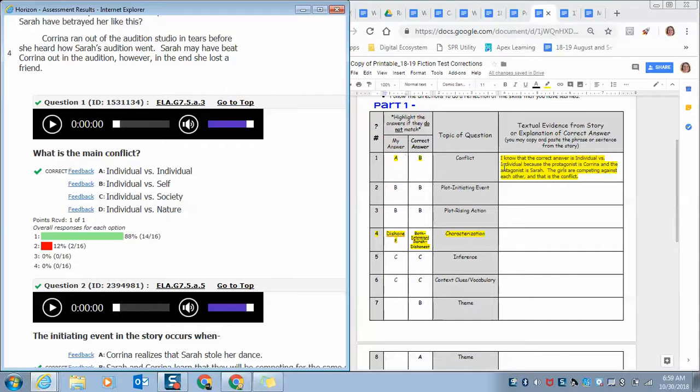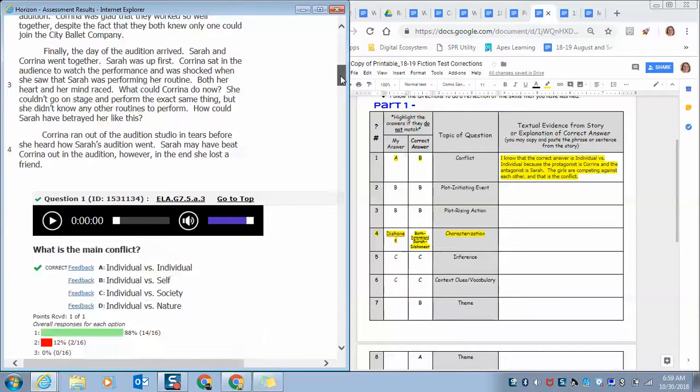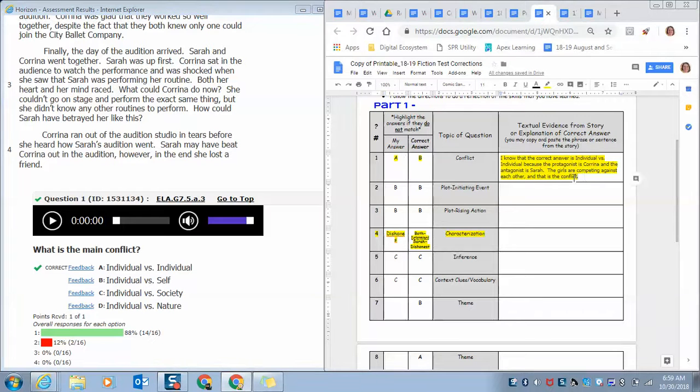I want these in complete sentences. You can copy and paste a phrase from the story up here that explains it, or you can just use your own words. So this says, I know that the correct answer is individual versus individual because the protagonist is Karina and the antagonist is Sarah. The girls are competing against each other, and that is the conflict. That's a good answer.